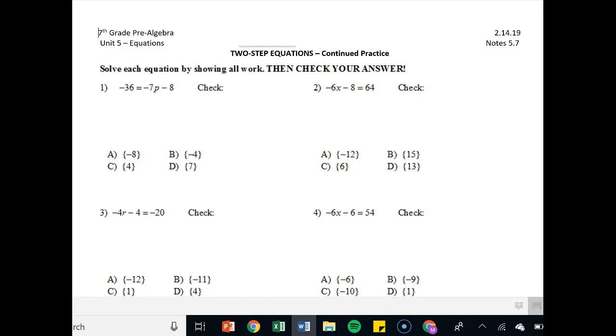Welcome to Notes 5.7, two-step equations, continued practice. We're going to solve each equation, then check our answer to prove, justify our answer is correct. It always starts off with drawing our scales of justice.